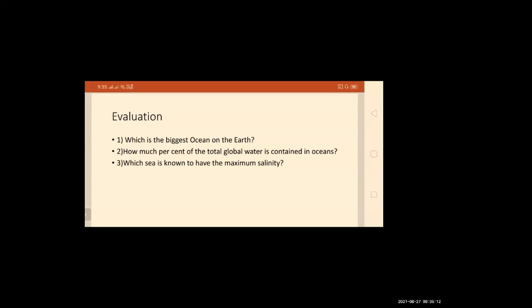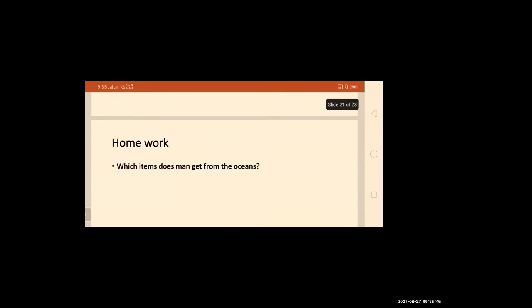Which sea is known to have the maximum salinity? Dead Sea. Very good. Dead Sea is known to have the maximum salinity, and because of that maximum salinity, no living creature can survive in the water of the Dead Sea, and that's why it is named the Dead Sea. Okay. So I hope all of you have understood these points.